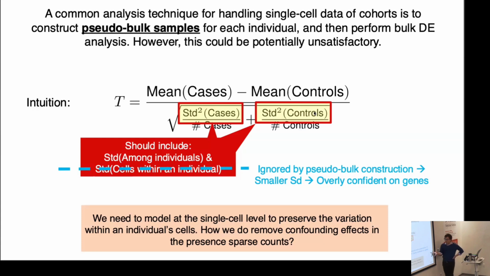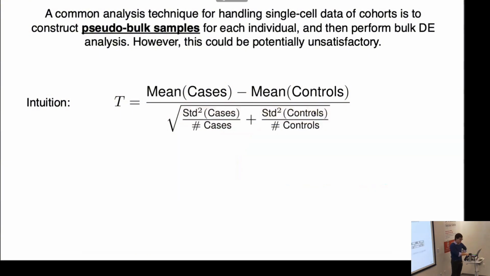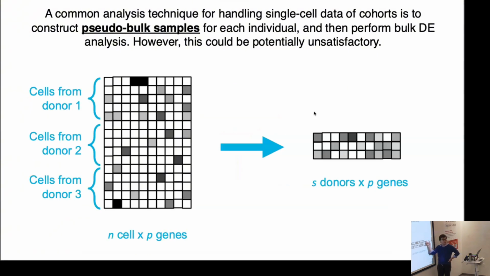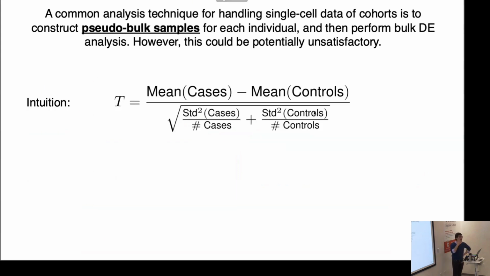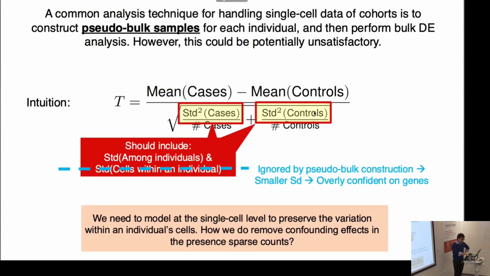And so this is why you might want to do a single cell level analysis. You don't want to throw away that variation, because that might be useful for telling which genes are differentially expressed. But now the question is, how do I account for that while removing confounding effects? Because once again, the benefit of doing a pseudobulk analysis, as I showed here, is that this matrix is much, much more dense because I average over your 500, 1,000, 2,000 cells per donor. And if I don't do that averaging, I'm back to square one where I have a very, very sparse matrix. So how do I account for this?